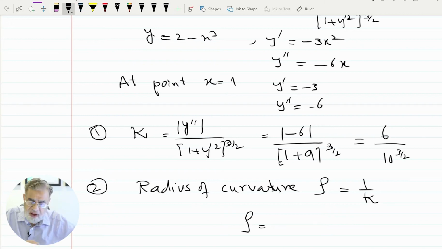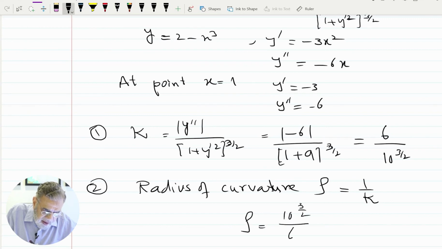So that's my curvature. Now we have seen our radius of curvature. The radius of curvature is 1 upon kappa, that's the reciprocal of the curvature. So we take the reciprocal of the value of the curvature, and that gives me the radius of curvature: 10 to the power 3 by 2 over 6. That's my value of the radius of curvature.